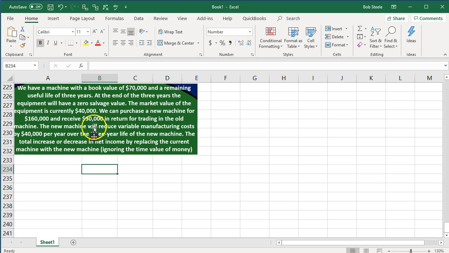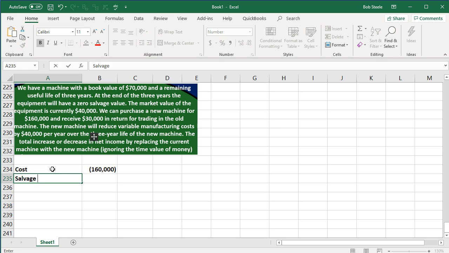We can purchase a new machine for $160,000. So the question is, should we get the new machine? It's going to cost $160,000. I'm going to put that here with a negative. So $160,000 outflow or negative, and receive $30,000 return. So this is the salvage value.